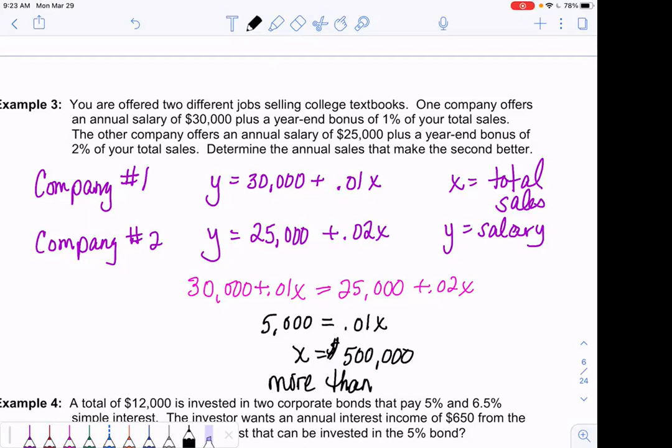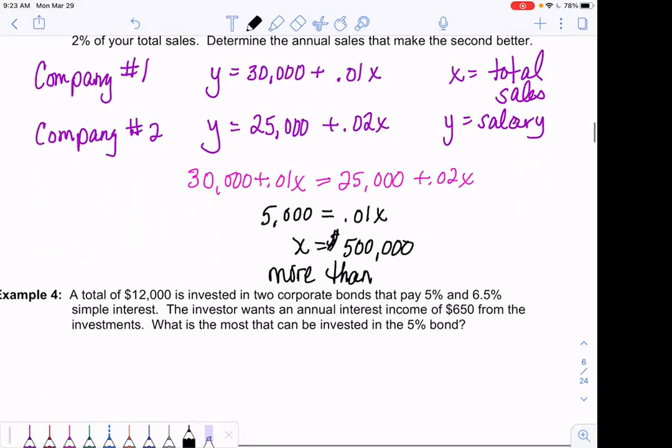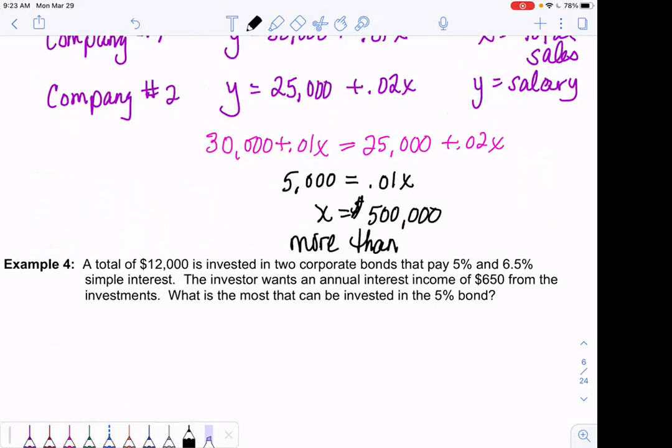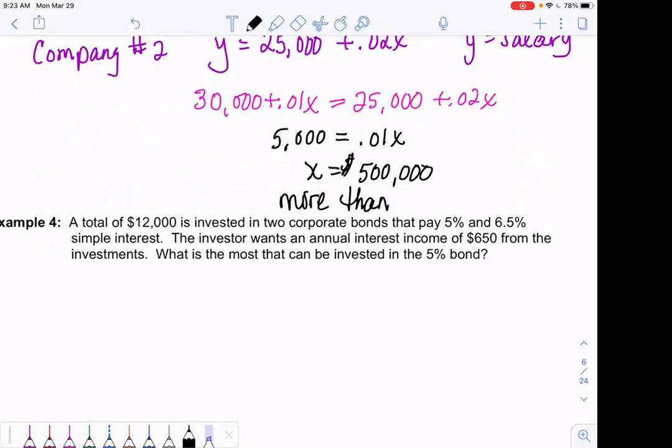Questions? So for the last example, I just want you to see if you can set up the problem. We won't solve this one, but see if you can set it up. This one's a little different. A total of $12,000 is invested in 2 corporate bonds that pay 5% and 6.5% simple interest.